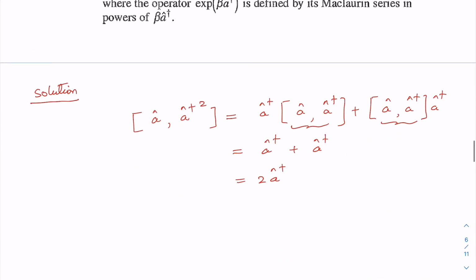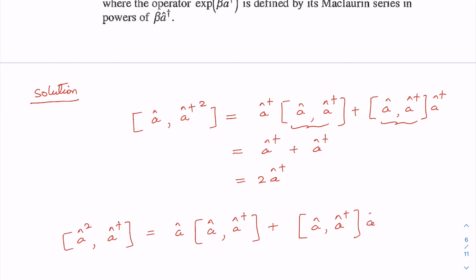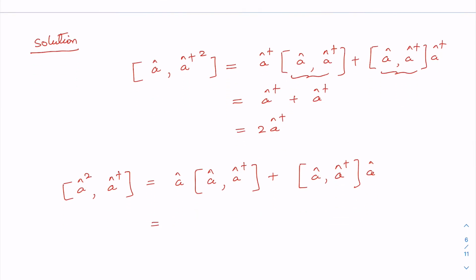Similarly, the second one also we can prove. Here we have a squared with a dagger, that we can write as a, a dagger, a plus a dagger, a, a, and again because this commutation is equal to 1, we'll have 2a, not a dagger, 2a. So this is also proved.